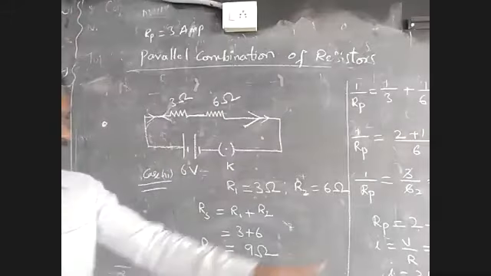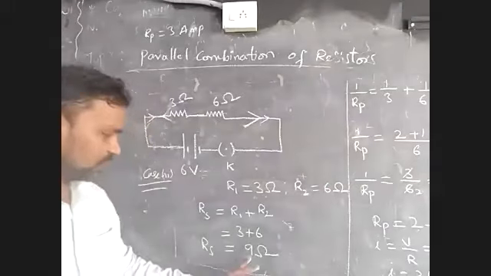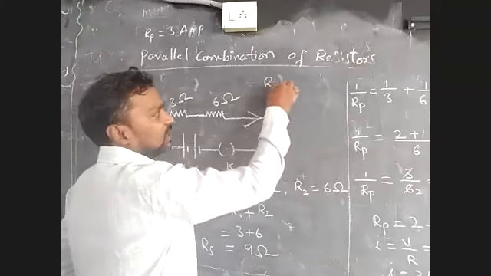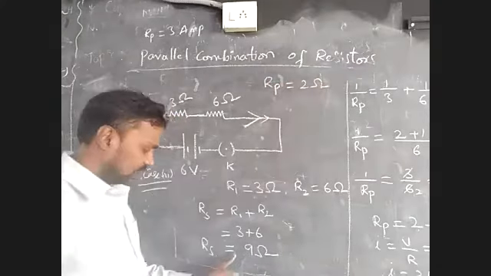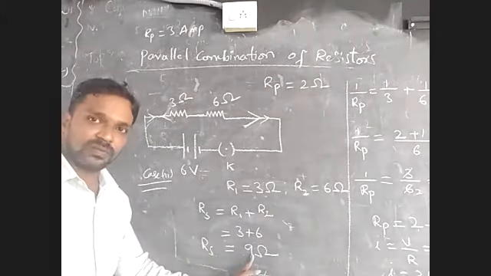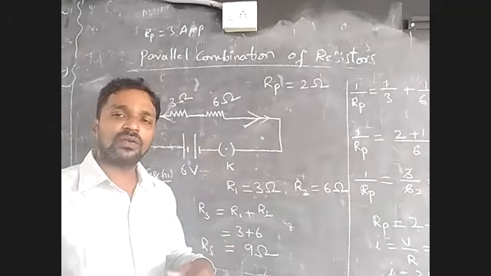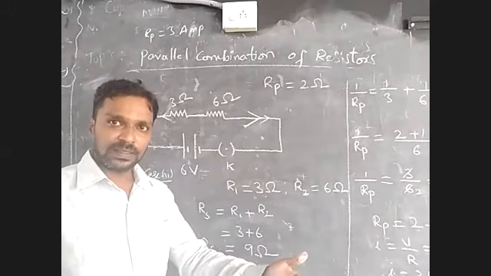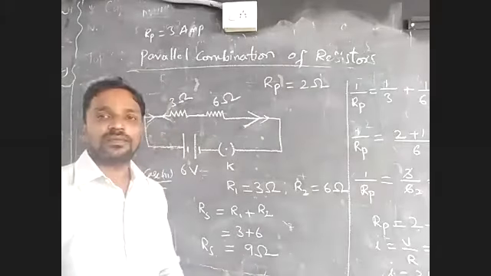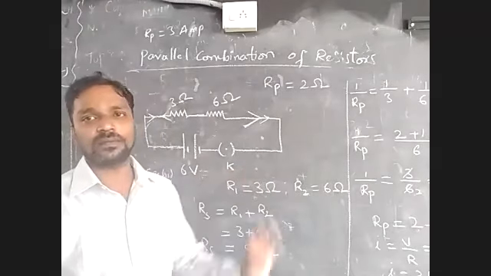Now compare. In parallel, RP is equal to 2 ohm, as you got. In series combination, RS, that is the resultant resistance, is equal to 9 ohm. So now compare here. In series combination, what is happening? When you go on adding the resistors, their values are added and the resultant resistance becomes a larger value. If the resistance is huge, what happens to the current? A little amount of current will be flowing.